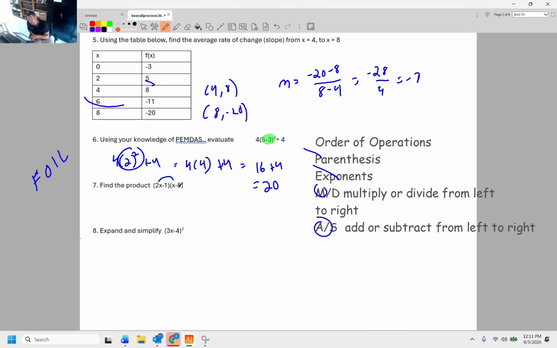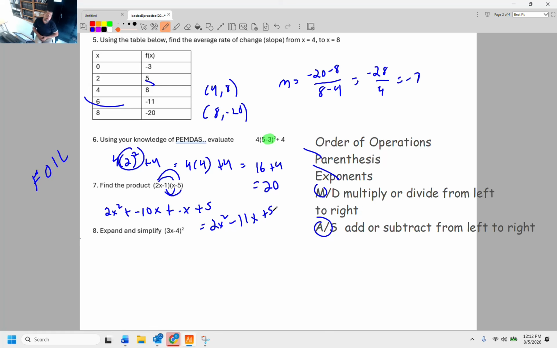First two terms, 2x times x is 2x squared. And we add in between, outside would be 2x times -5, and draw the arrows and lines. That's minus 10x. Inside, -1 times x is -x. And then last, -1 times -5 is a positive 5. And then we put like terms together. That'll give us 2x squared minus 11x, because a -10x plus a -x is -11x. And then we got the plus 5.